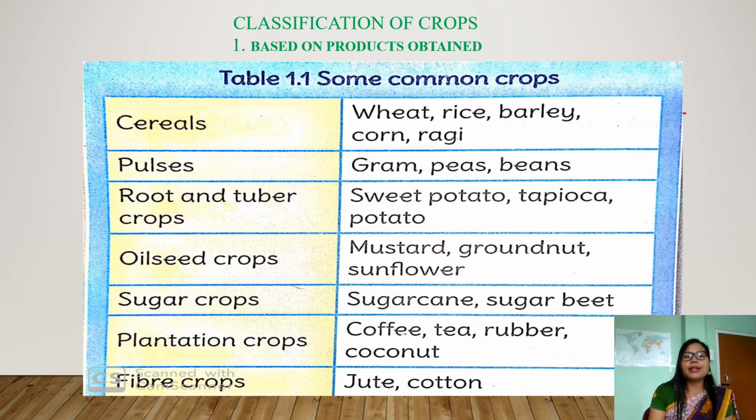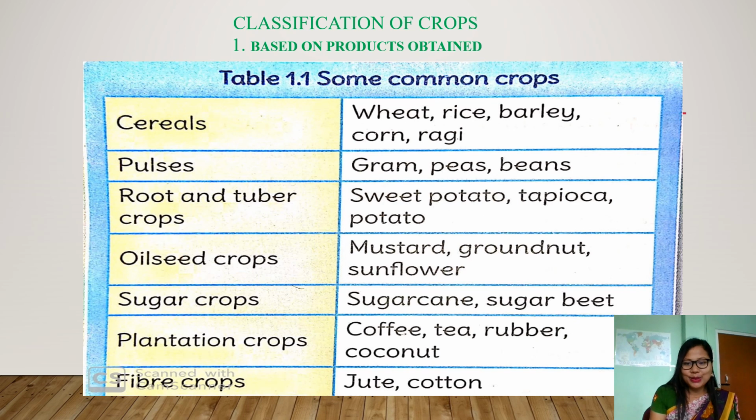So here you can see some of the common crops. The first one is cereals. The products are wheat, rice, barley, corn, and ragi. The second one is pulses: gram, peas, beans. Root and tuber crops include sweet potato, tapioca, potato. The next is oilseed crops, which include mustard, groundnut, sunflower.